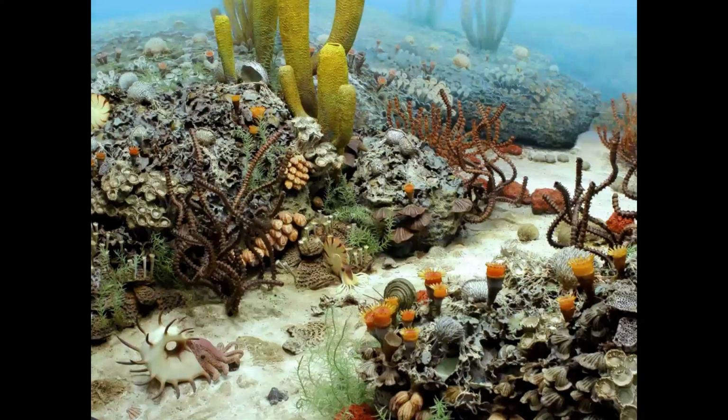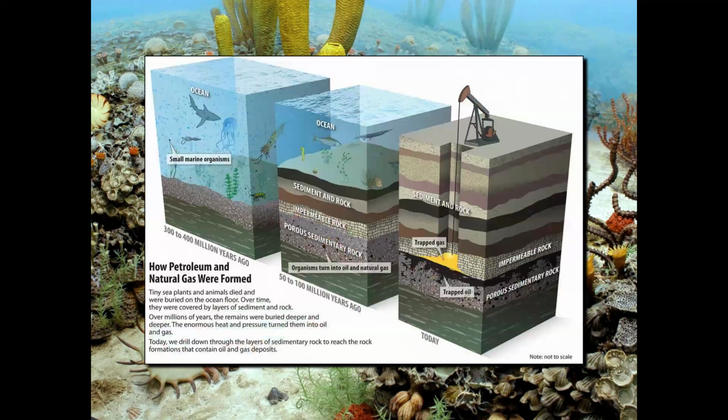The organisms that are involved in producing oil are marine organisms. And what happened is they died on the ocean floor and then were buried by subsequent deposits of sediments. And then, just as we saw with coal deposits, they were subjected to heat and pressure and eventually turned into oil as we understand it today.